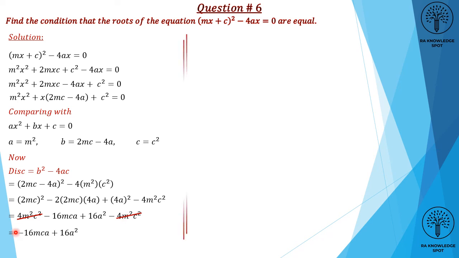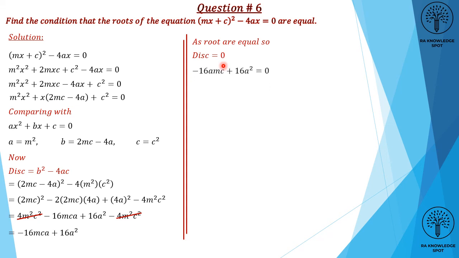Now as we know that the roots are equal, so the discriminant is equal to 0. Now 16 is a common number, 16a is actually common. Then mc is here plus, because we have taken a common, and 1 will be left here. Now 0 by 16a, the multiplying number goes to the other side and is divided. 0 by something is 0, and the value of a is mc.